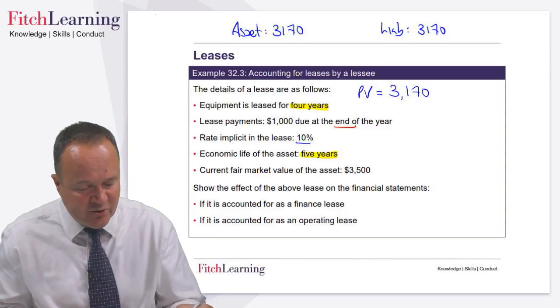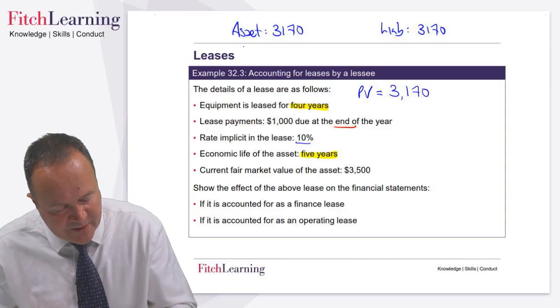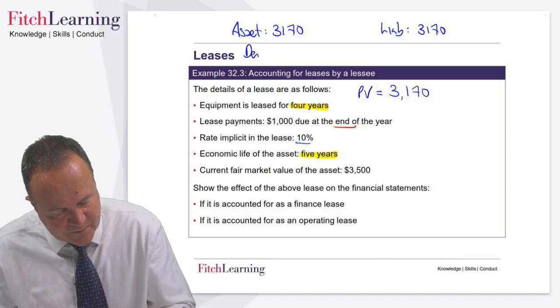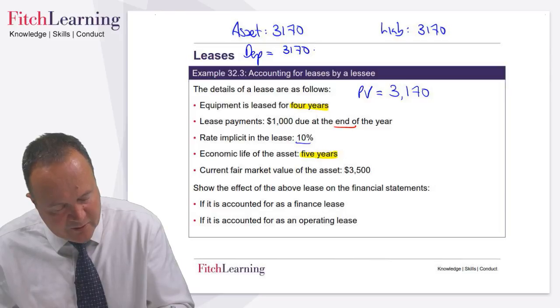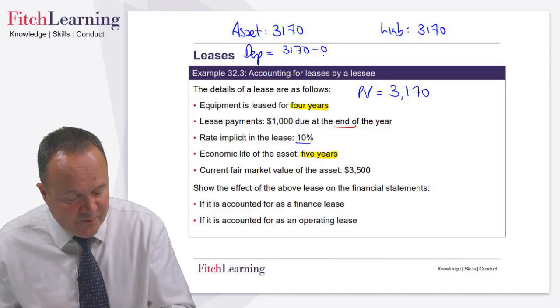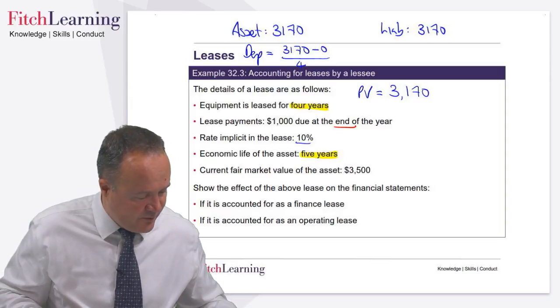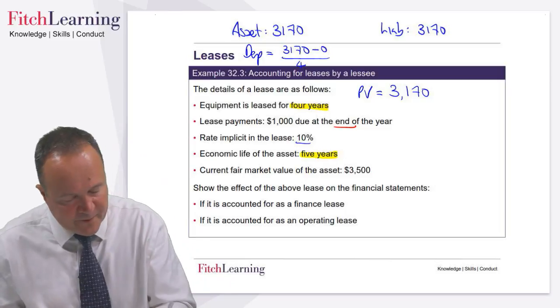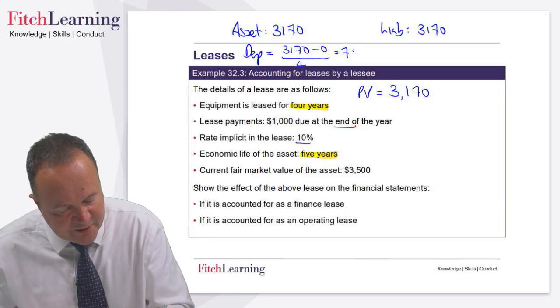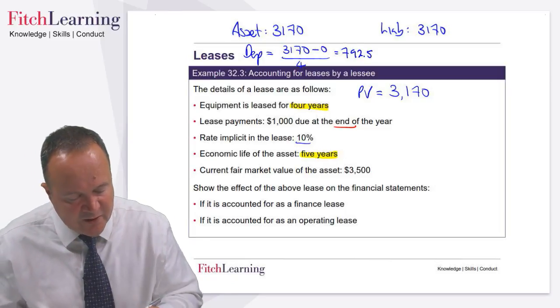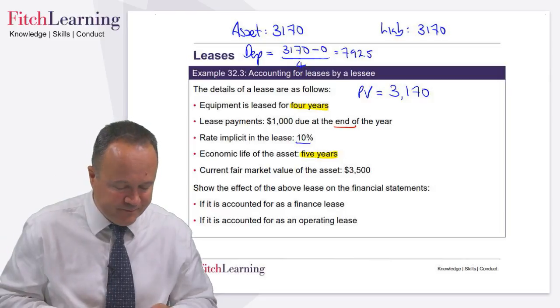There's no mention of any scrap value, so the depreciation will just be the historic cost, if you like, minus no scrap value, over the life, which is 4 years. So 3,170 divided by 4 gives us 792.5. So that's our depreciation.